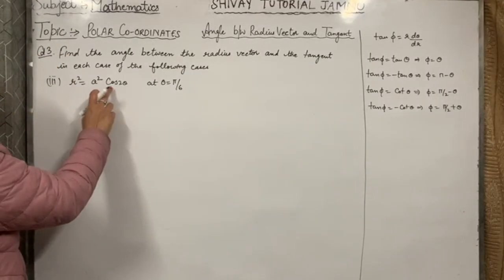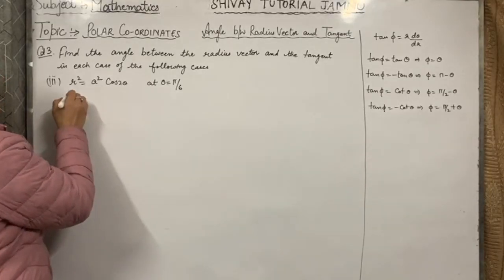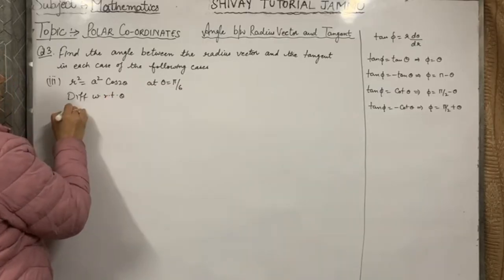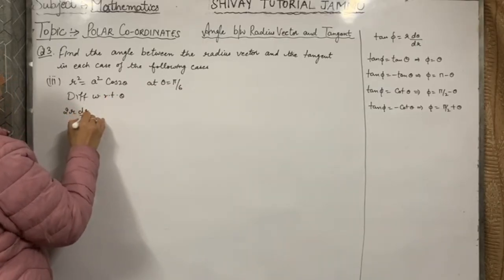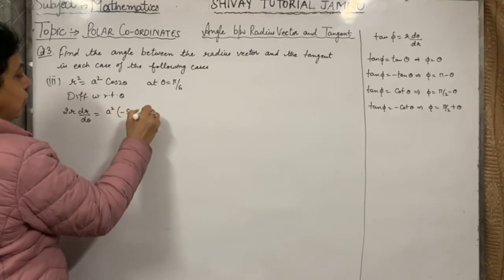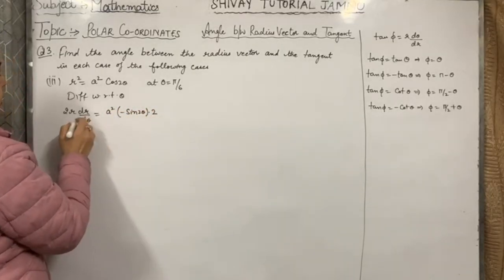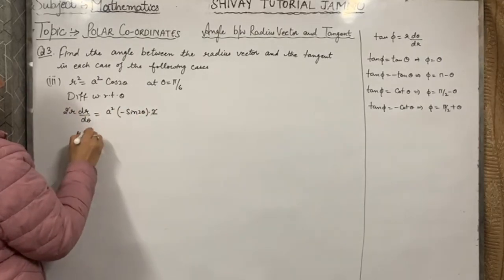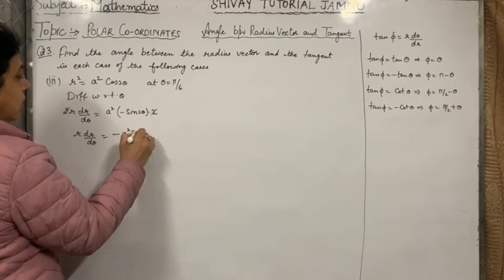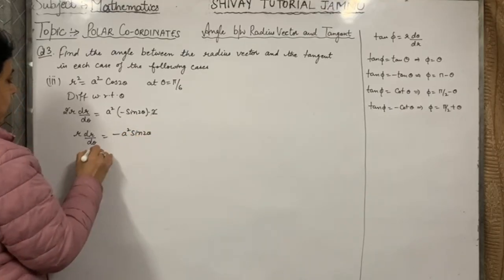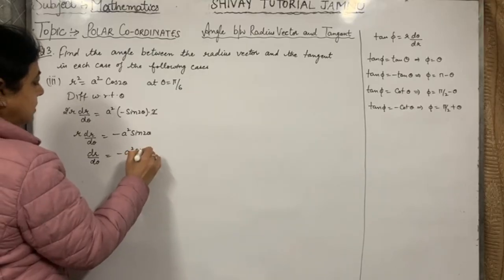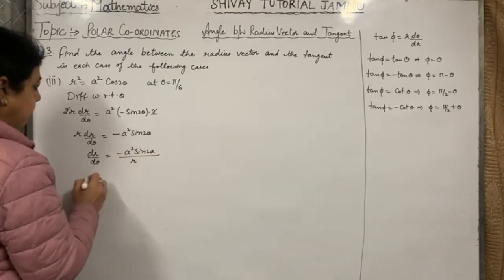Next, r square is a square cos 2 theta. We will differentiate with respect to theta. The derivative of r square will be twice r dr by d theta. The derivative of a square cos 2 theta is minus a square sin 2 theta into 2, the differentiation of 2 theta. To cancel, r dr by d theta is minus a square sin 2 theta. What is dr by d theta? That is minus a square sin 2 theta upon r.